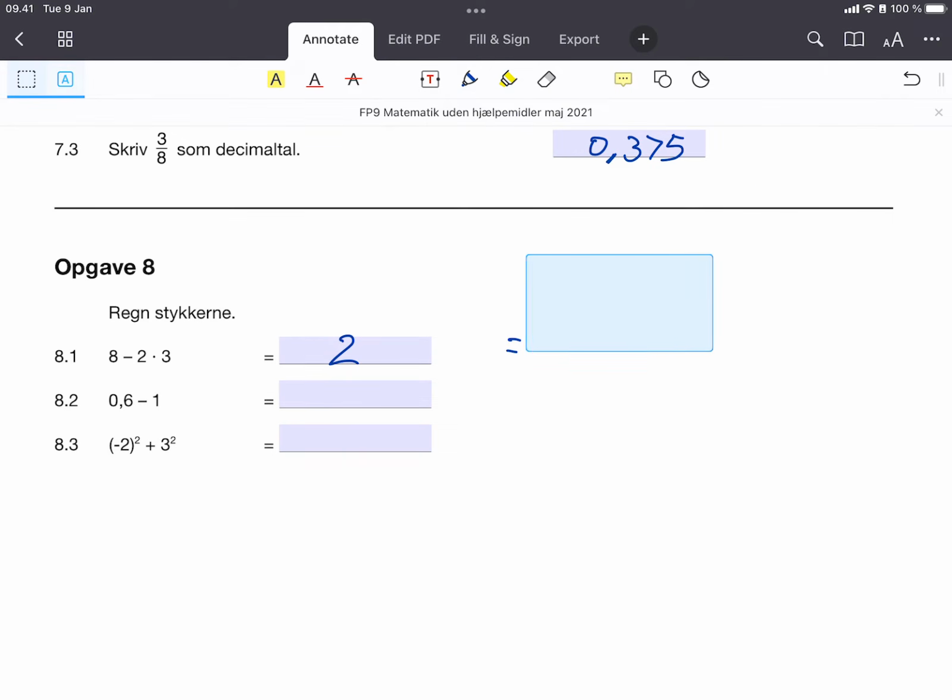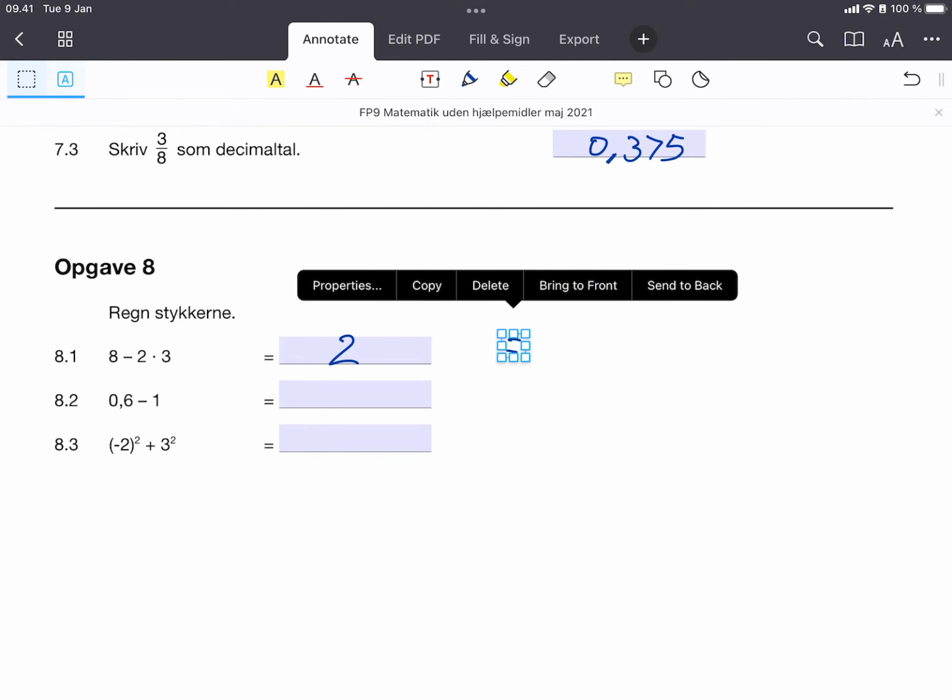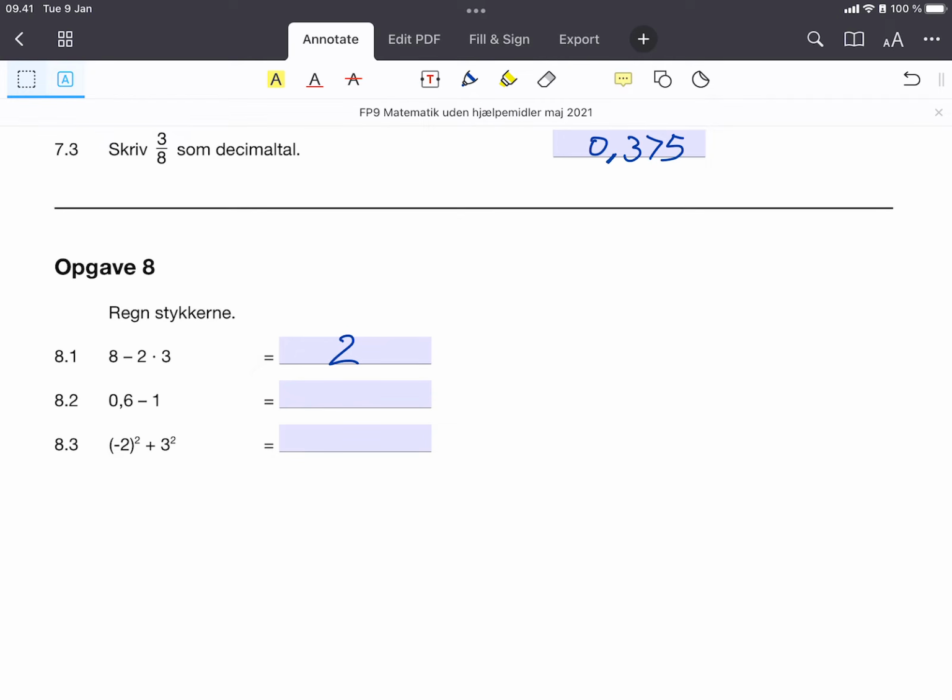0.6 minus 1. So you've got a small thing minus a bigger thing. This has been quite a popular question. The way I do this in my head is just to flip it round. So 1 minus 0.6 is quite easy to do in your head. It's 0.4.